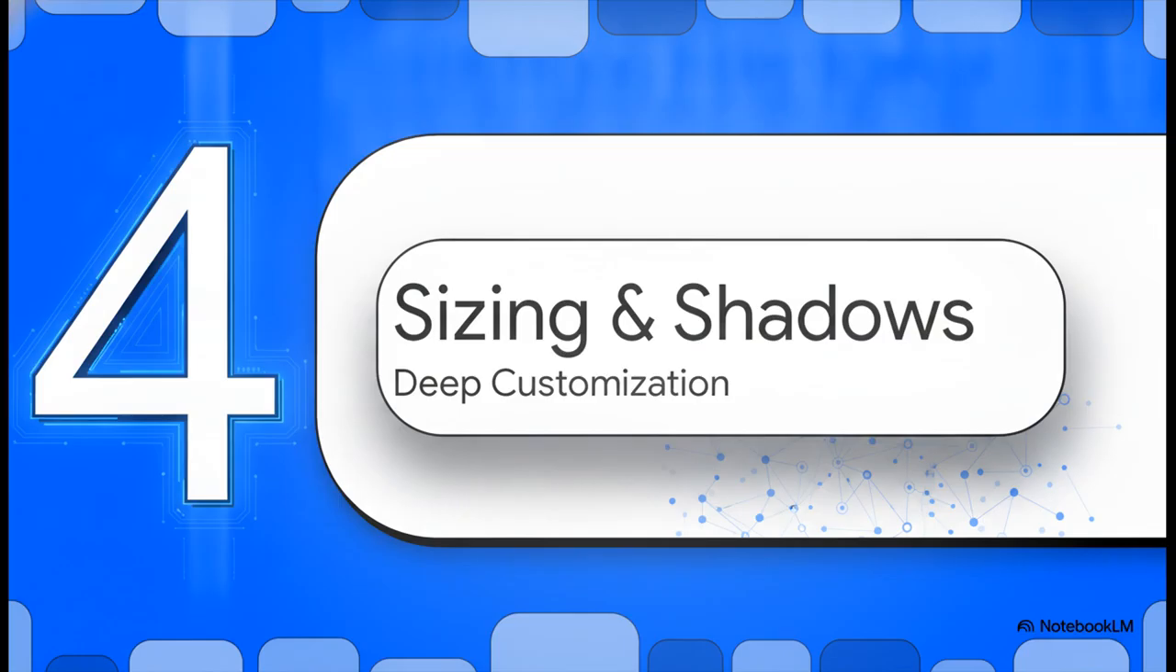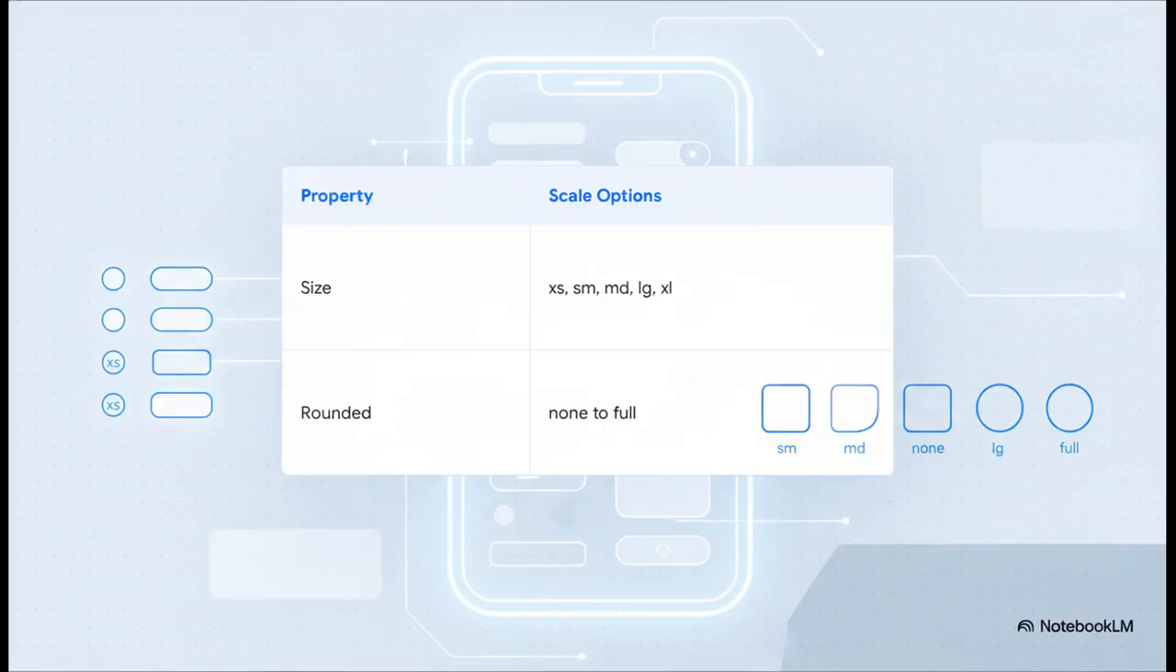Let's hit Section 4, sizing, shadows, and shapes. Time to nerd out over some deep customization. The component exposes some very specific scale variables for us. For button size, you have everything ranging from extra small, or XS, all the way up to extra large, XL. And for the rounded corner property, you can go from none for a completely sharp, rigid square, all the way up through SM, MD, LG, right to full.